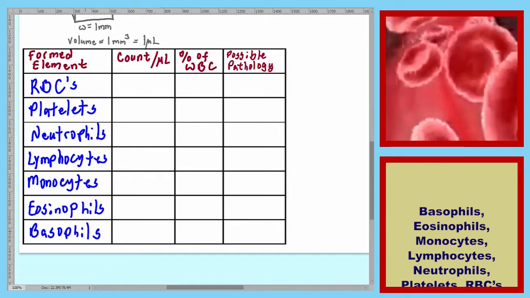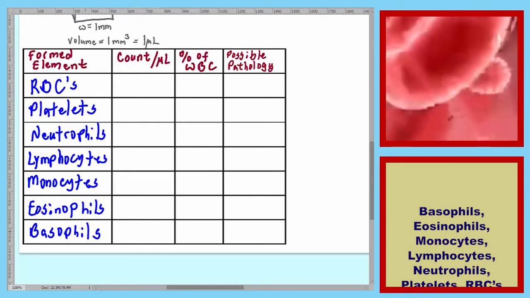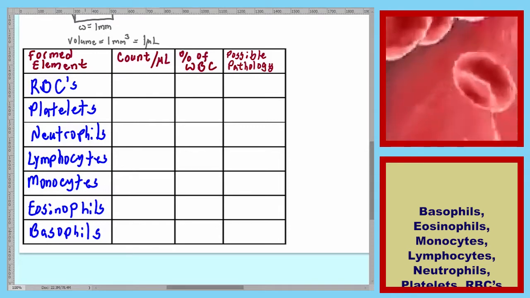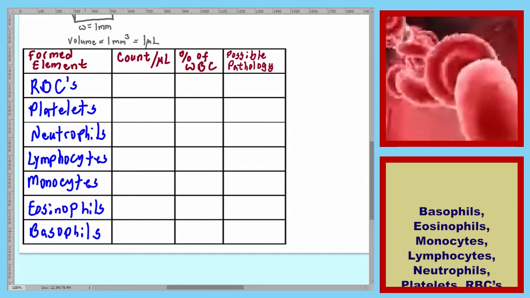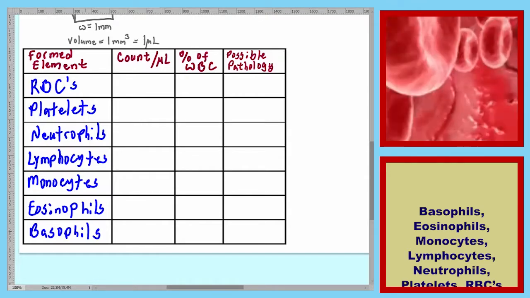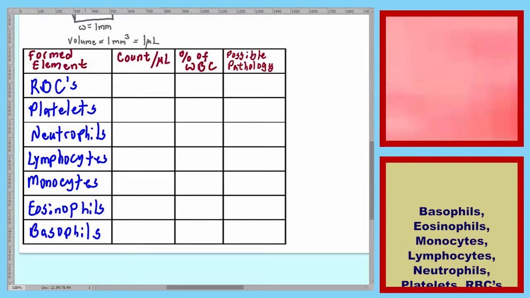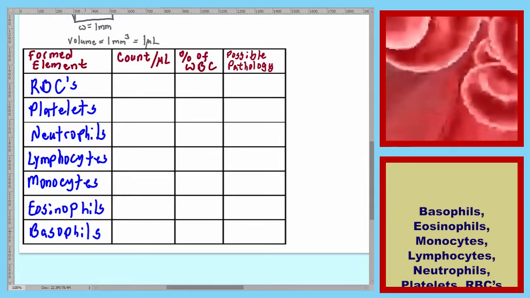So here we've shown our formed elements: the red blood cells, the platelets, the neutrophils, the lymphocytes, the monocytes, the eosinophils, and the basophil. Now what I've done here, I've put them in order of their number or of their frequency, with the highest frequency being on the top. And so what we're going to do next is indicate the number of these formed elements in 1 microliter of blood. I'm going to say them first, then we'll write them, then we'll go over them again.